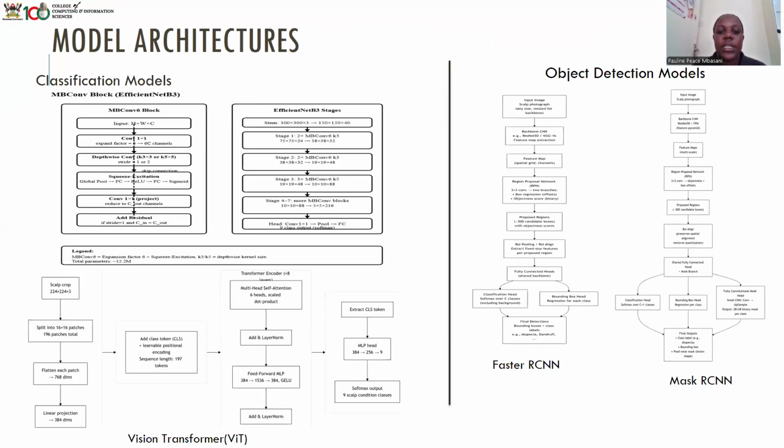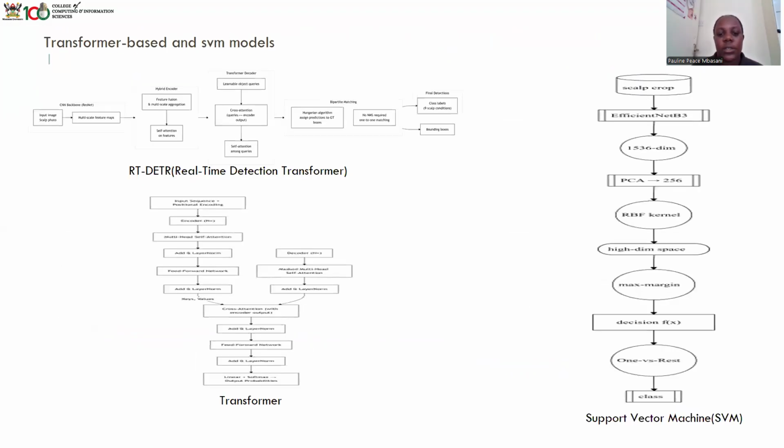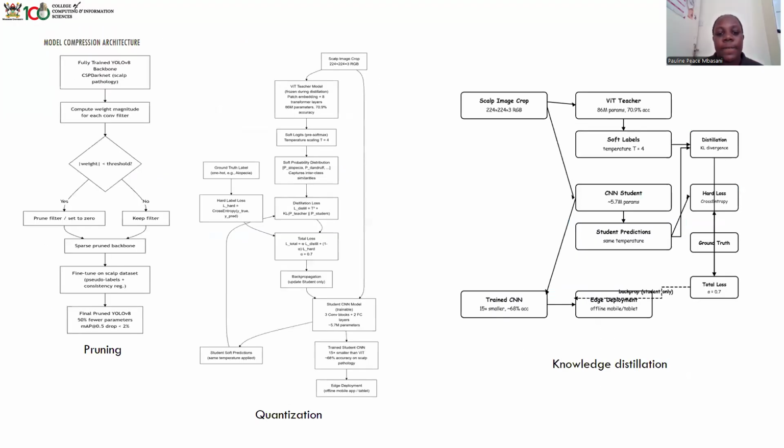With the data characterized, let's discuss our models. We explored multiple architectures. For classification, we looked at Vision Transformer. Then for detection, we looked at Faster R-CNN and Mask R-CNN. We also evaluated real-time detection, which is RT-DETR, a standardized transformer, and SVM with EfficientNet-B3 features. Subsequently, we applied model compression, and we applied pruning, quantization, and knowledge distillation.